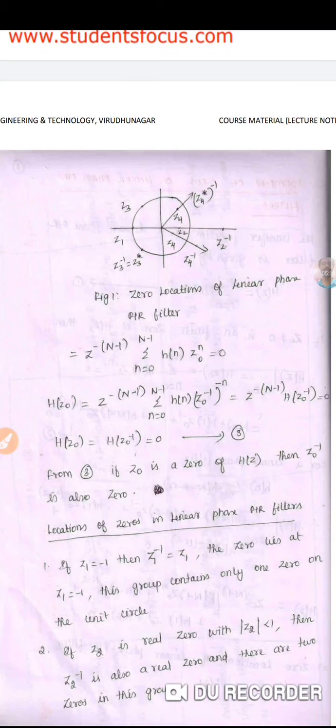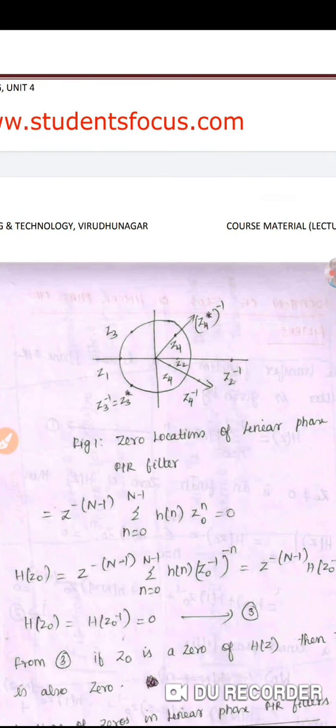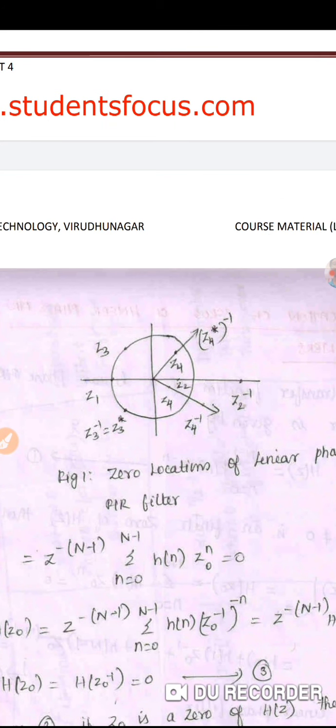Now we shall locate the zeros in linear phase FIR filters by using these conditions. If z0 is a zero, then z0 power minus 1 is also a zero. In the first case, if z1 is equal to minus 1, then z1 power minus 1 is also minus 1. So there will be a zero at z1 equal to minus 1. There is only one zero in this group.